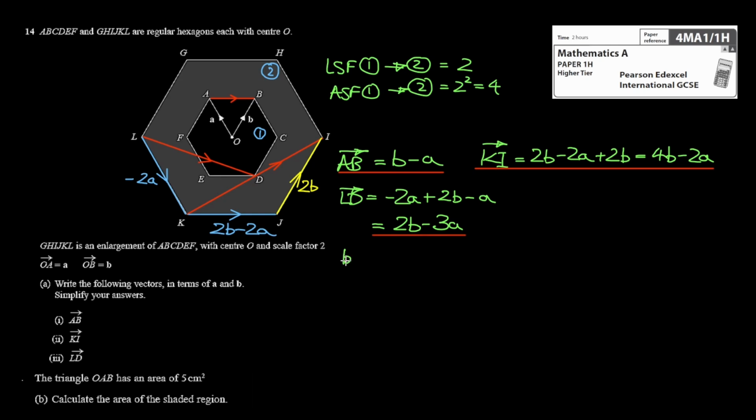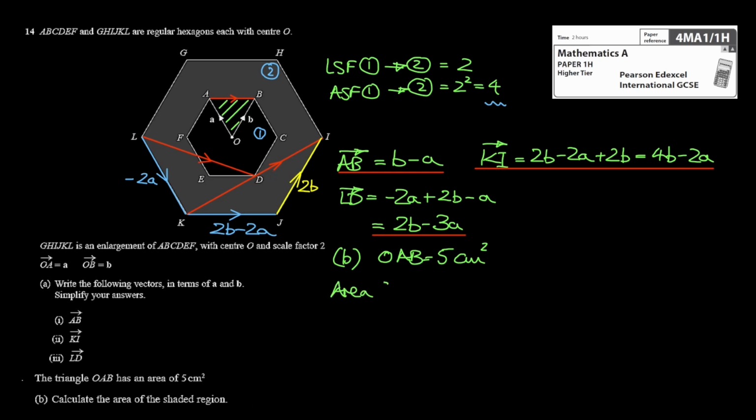Okay, part B. Question that never seems to want to stop. The area of triangle AOB, which is this one here, and they tell us that OAB is equal to 5 centimeters squared. And they're asking us to find the grey shaded area. Well, if we can find the area of the whole of the small hexagon, we can use our area scale factor of 4. That will give us the area of the large hexagon, and all we've got to do is take them away from each other.